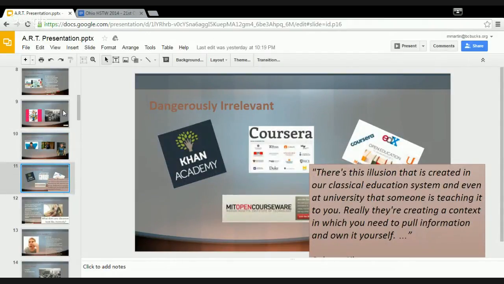If you look at this slide, you see a lot of different ways in which students or people in general can learn content. And I love this quote. I stole this from Khan Academy: there's this illusion created in our classical education system, and even at the university level, that someone is teaching it to you. Really, they're creating a context in which you need to pull information and own it yourself. And so there's a movement out there that is taking a large market share of what schools have typically done. And if we keep at this pace, I come back to this, I think we are on the brink of becoming dangerously irrelevant.